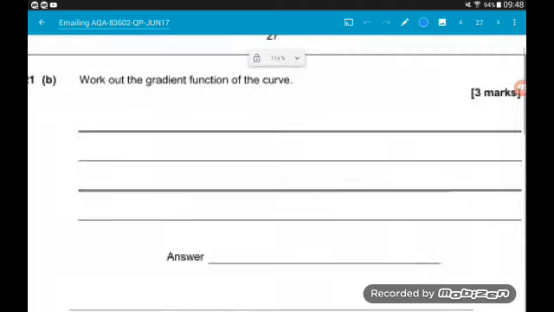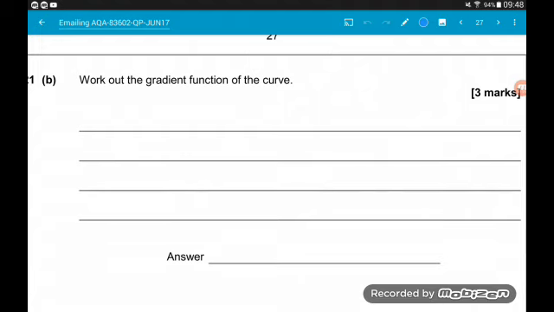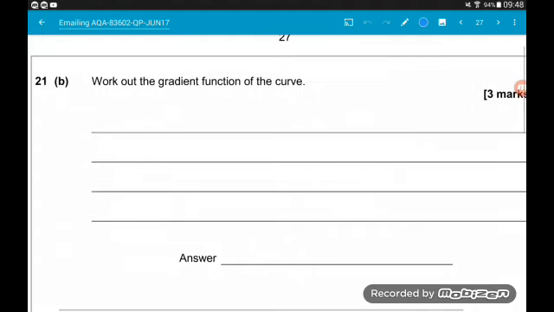Part B asks us to work out the gradient function of the curve. So to be able to work out the gradient function, which is dy by dx, we need first of all to expand the brackets. We could do it without, but that's trickier differentiation. So let's expand the brackets.